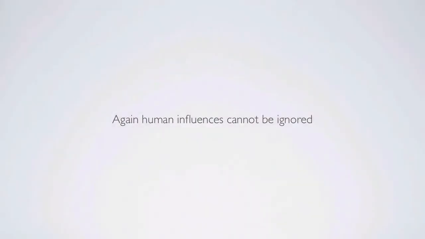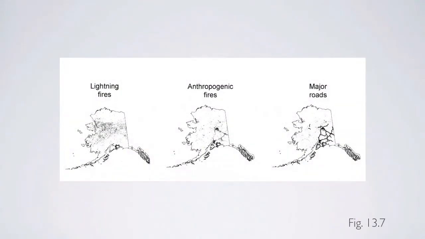Again, when we think about these patterns, human influences cannot be ignored. This is a map of Alaska, and it shows different fires that have been caused by natural and human causes. The human-caused fires mirror the road patterns in the transportation networks. So you take a look at different fires that are anthropogenic, and they're really following the roads. And along those roads and where human activity is, that's where you're going to get the most anthropogenic fires. Here are where most of the lightning fires occur.